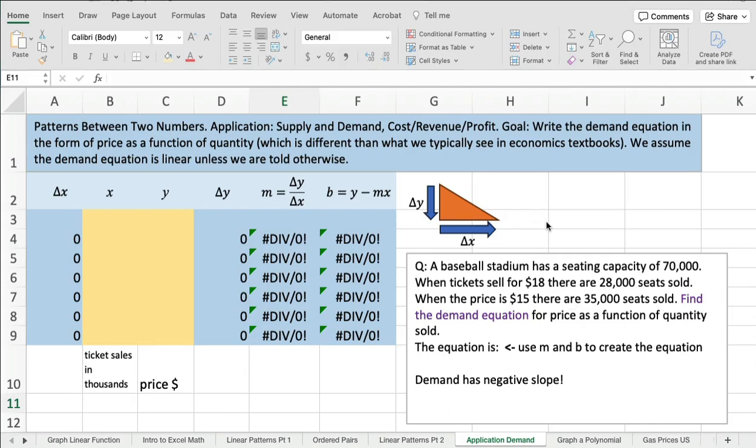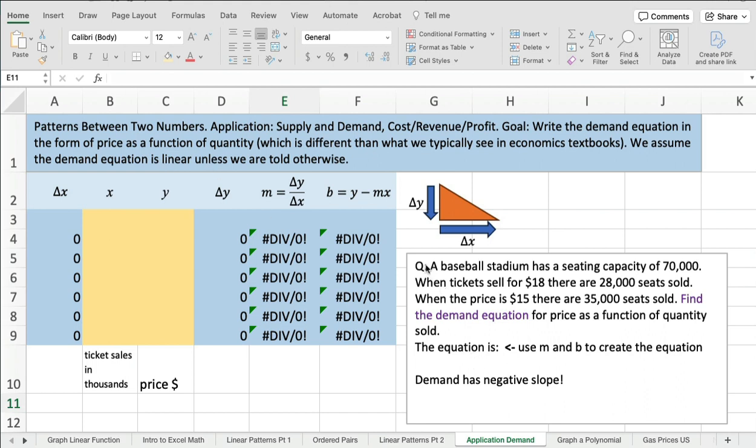We are talking about patterns between two numbers, more on linear equations, but this is an application. The application is going to be demand, so we're in the area of supply and demand. Our goal today is to write the demand equation in the form of price as a function of quantity, which is different than what we typically see in economics textbooks. We assume the demand equation is linear unless we are told otherwise.